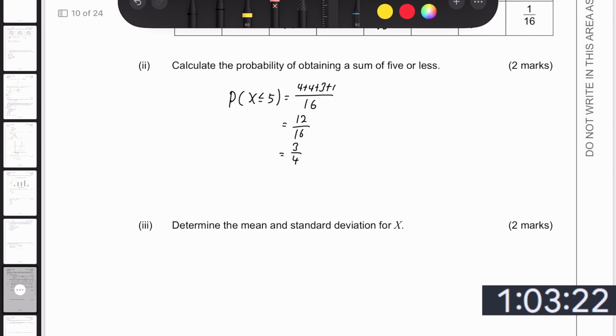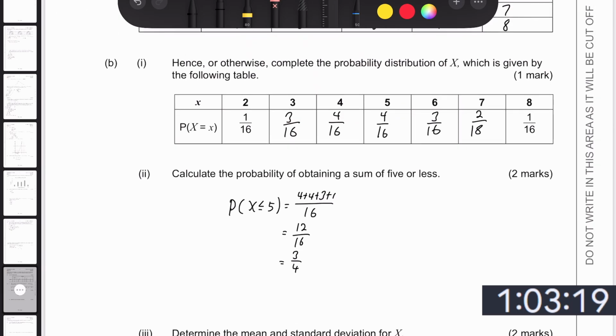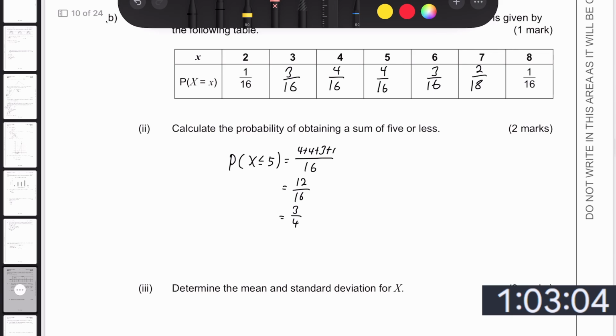Determine the mean and standard deviation for x. Here comes the stats calculator. Okay, here we go. I just want the stats mode. In list 1, I'm putting 2, 3, 4, 5, 6, 7, 8. And then in list 2, I'm putting the probabilities: 1 divided by 16, 3 divided by 16, 4 divided by 16, 4 divided by 16, 3 divided by 16, 2 divided by 16, 1 divided by 16. For 7, I accidentally did something weird. Okay, there you go.